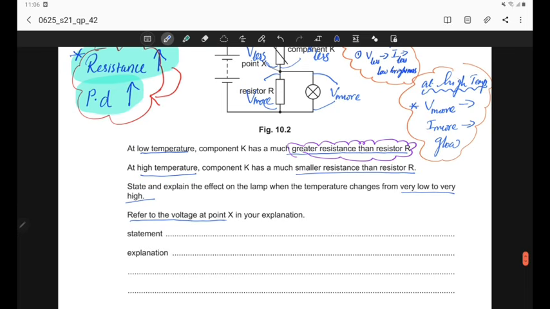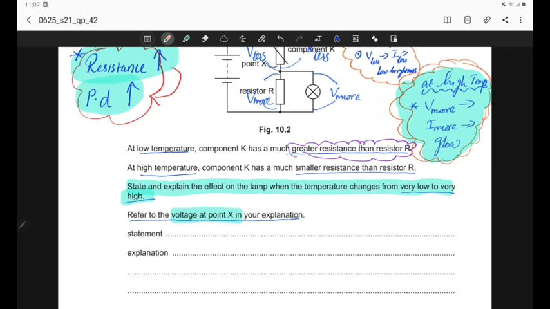Refer to voltage at X in your explanation. We need to state and explain the effect on the lamp when the temperature changes from low to very high. So we have seen what will happen when the temperature changes to high. So we need to write this, but we should mention the voltage at point X. Voltage at point X will be the same as the voltage across the lamp. So we can write, at high temperature.